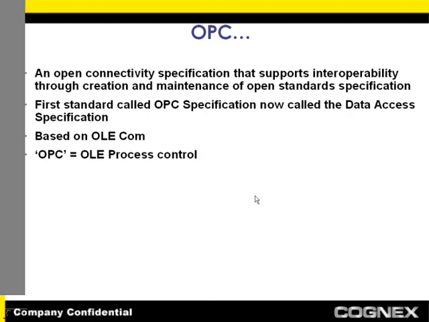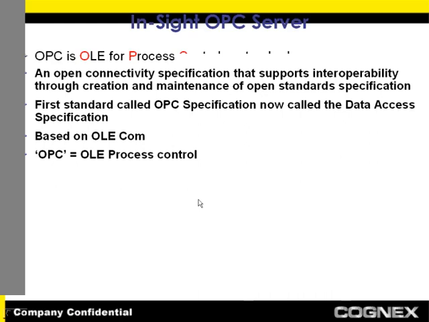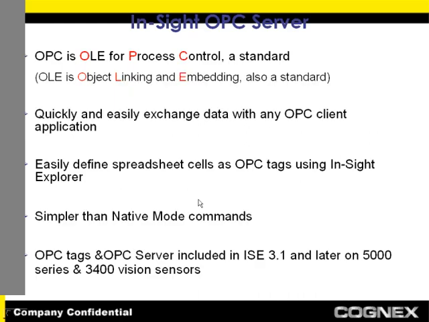All right, what is OPC? OPC is an open connectivity specification that supports interoperability through creation and maintenance of open standards specification. That's a mouthful. Basically, OPC is based on OLE COM, which is a specification, I believe, of Microsoft. OPC allows for having a standard for exchanging data. It makes it very easy to share data between different applications.